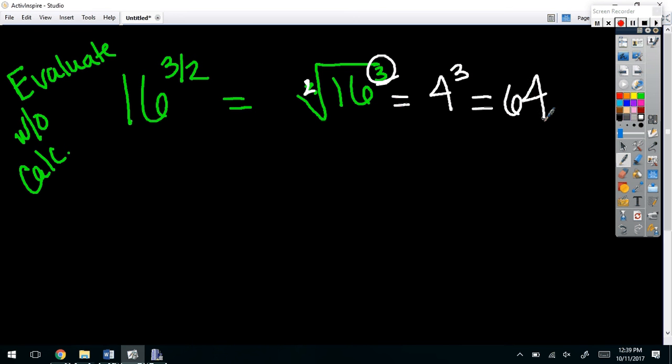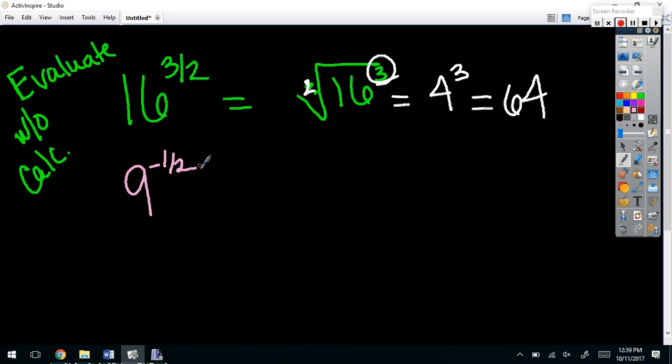Where do you get four from? The square root of 16. The two is the square root. Because every time you have a square root, there's always an imaginary two there.